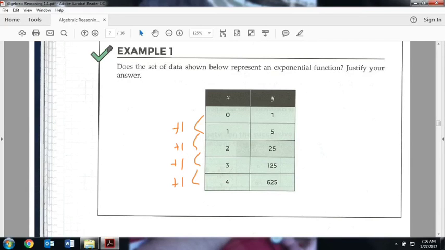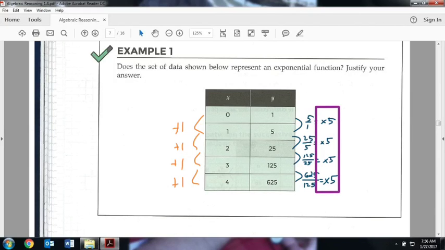So the ratios: 5 divided by 1 is 5, so this one's multiplied by 5. 25 divided by 5 is also 5, so this one is multiplied by 5. 125 divided by 25 is 5, so this one's multiplied by 5. And then last but not least, 625 divided by 125 is also times 5. So we have the same ratio over here. Basically what I mean by ratio is the same fractions. They're all being multiplied by the same thing. Then it is exponential.